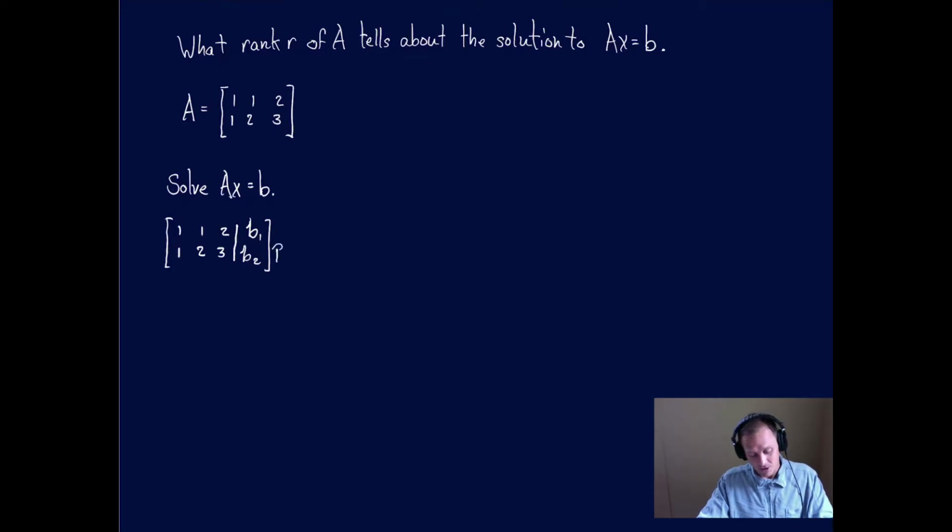So here we go. Let's start with row 2, and we're going to subtract row 1. This is going to give me the new matrix of 1, 1, 2, B1. The first row stays the same. The second row becomes a 1 minus 1 for 0, a 2 minus 1, that's 1, 3 minus 2, that's another 1. And here's the key: we also have a B2 minus B1.